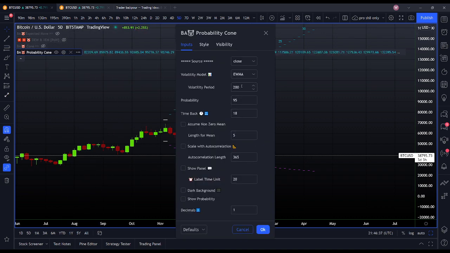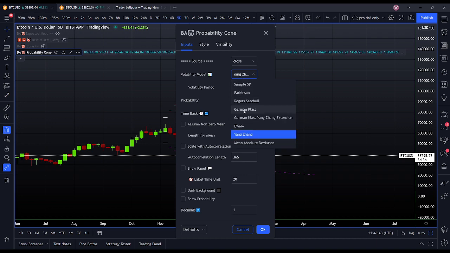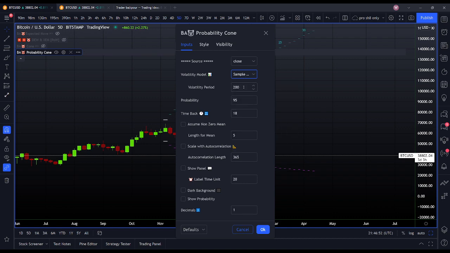So our volatility period, your volatility model, I recommend Yang Zhang, EWMA, mean absolute deviation. They're not going to change the values all that much. Yang Zhang gives you a little bit more value, but they're not going to really change all that much.